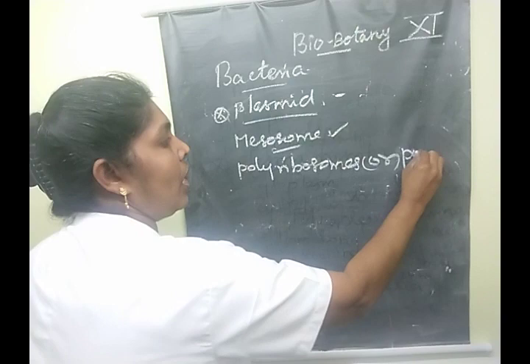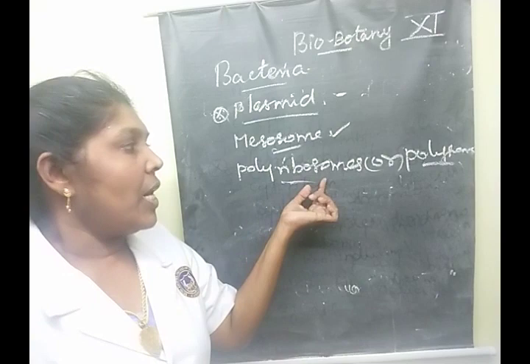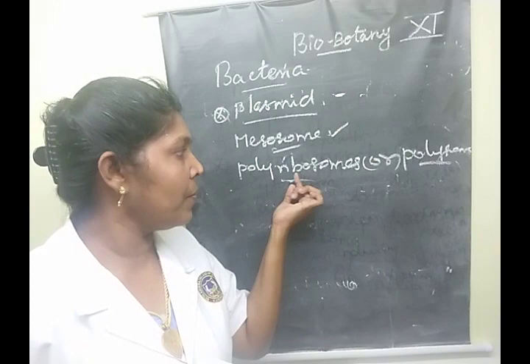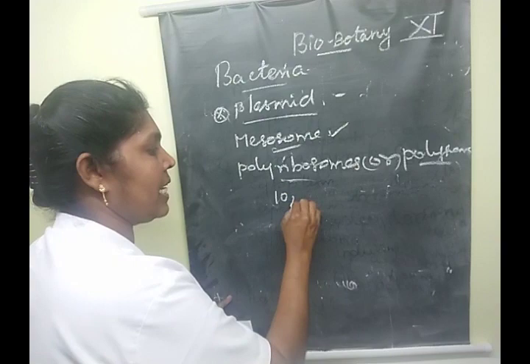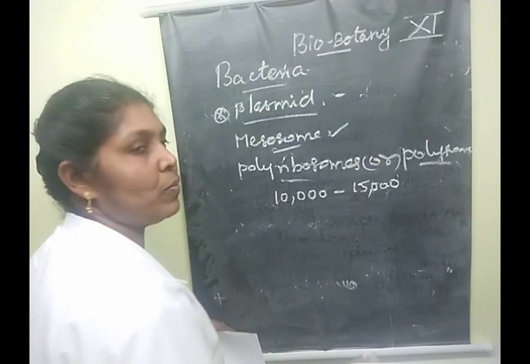Polyribosomes are polysomes. The ribosomes are the site of protein synthesis. The number of ribosomes varies from species to species, around 10,000 to 15,000 ribosomes are present, varying from species to species.